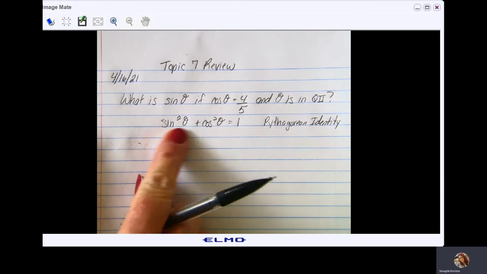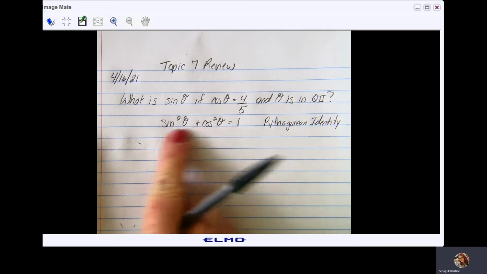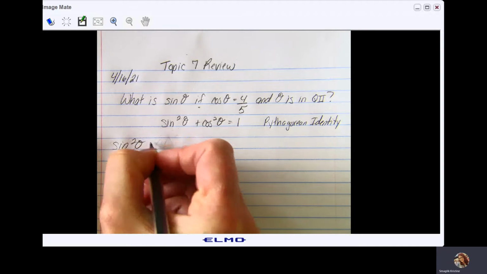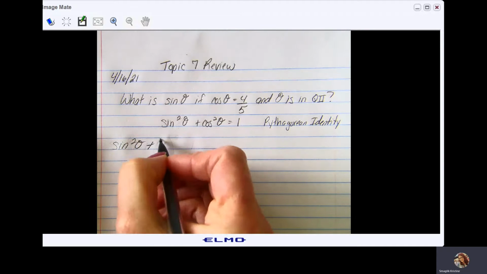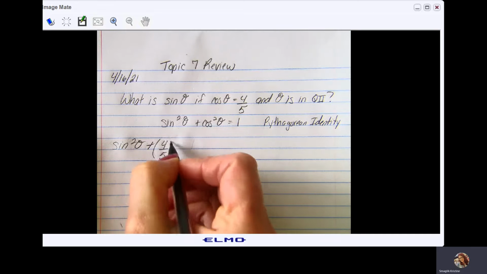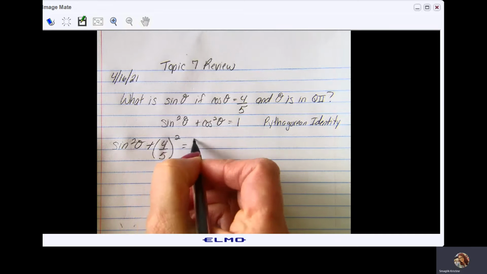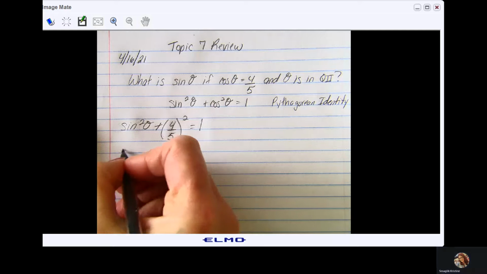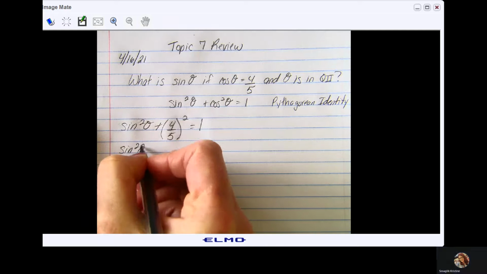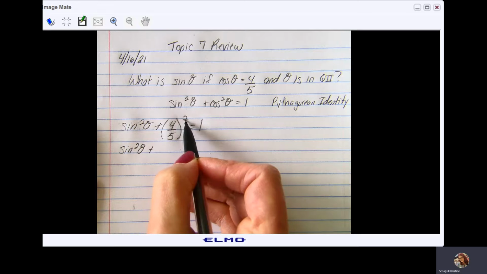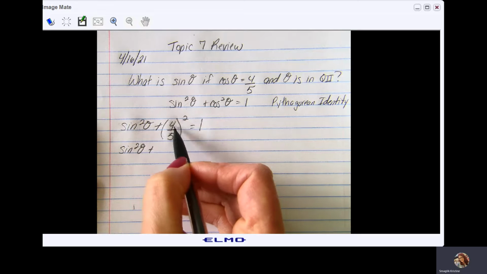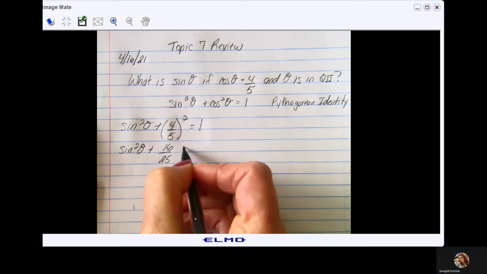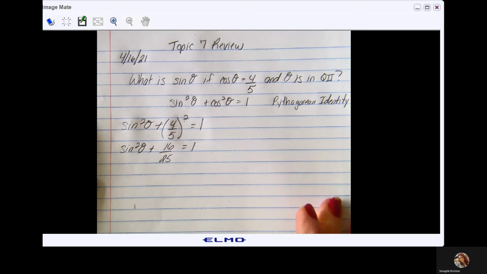I'm looking for sine of theta, so I'm just going to plug in what I know into the Pythagorean identity. I don't know sine of theta, so I'm going to keep sine squared theta plus cosine, which is 4/5. I need to square it, and that equals 1. So now let's just clean this up. I have sine squared theta plus, power property, you need to square the numerator and the denominator. 4 squared is 16. 5 squared is 25, equals 1.